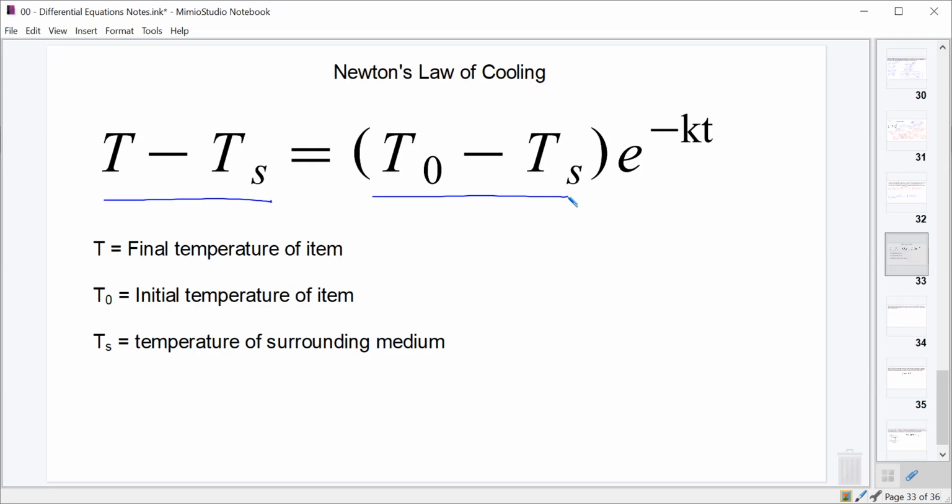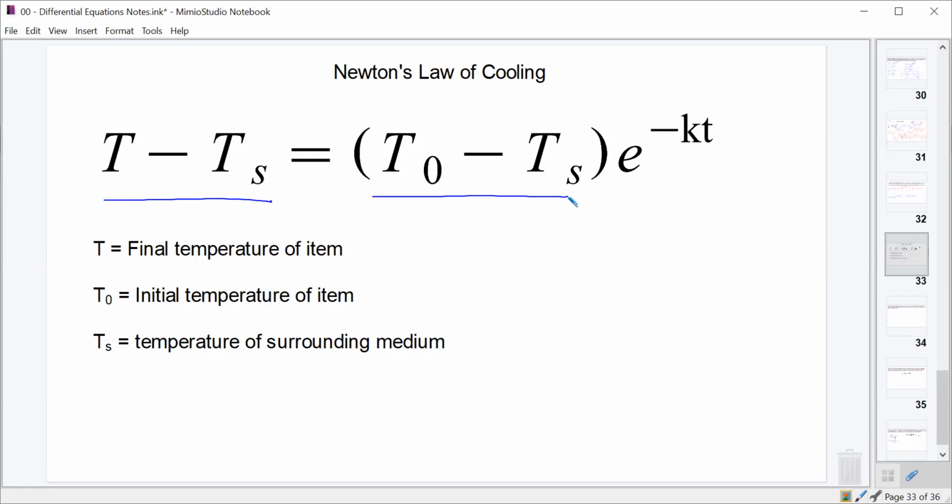And so what we're doing with Newton's law of cooling is something like where we will take some object that we know its initial temperature, and we'll put it in a freezer that we know the temperature of. That'll be our T sub S, the temperature of the surrounding medium. And then we'll look for its final temperature after a certain amount of time.